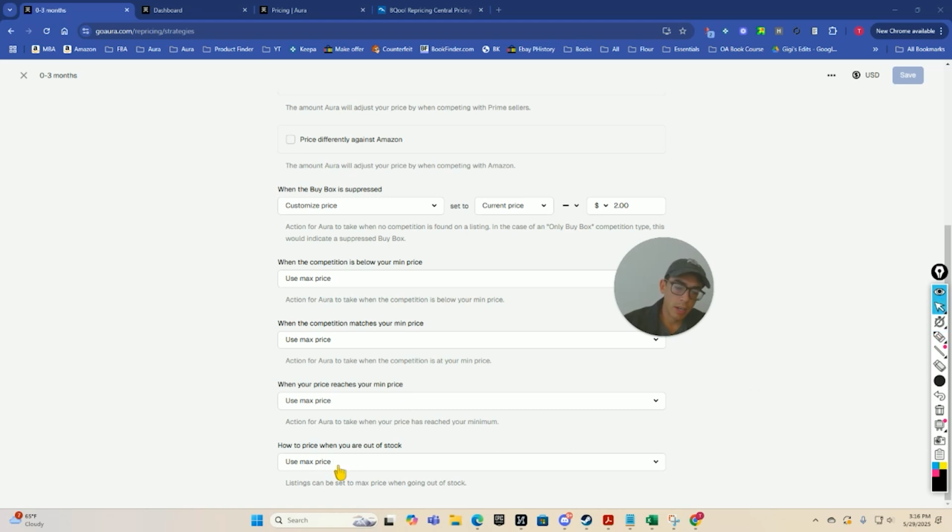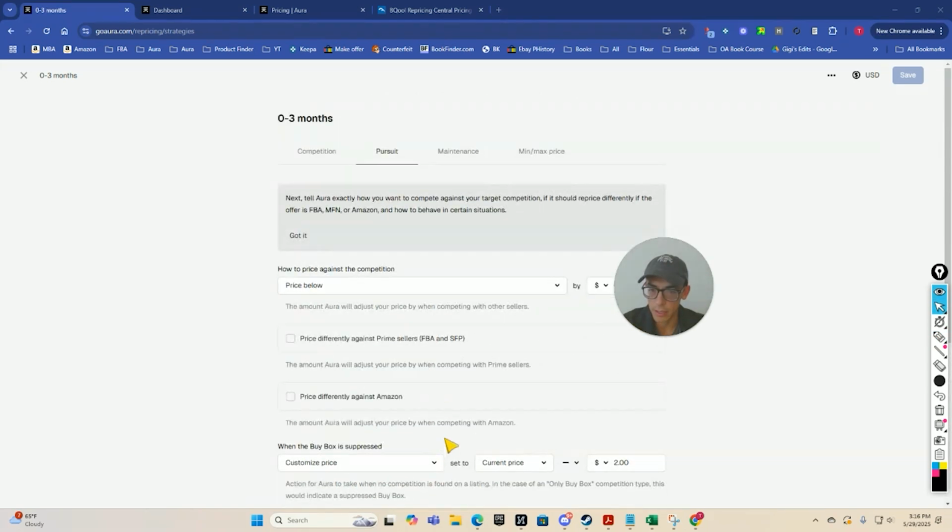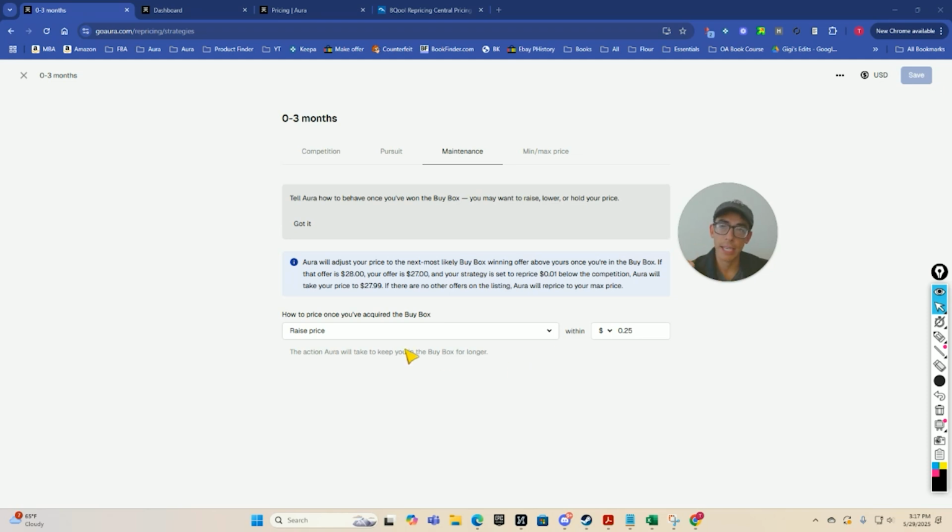Now, how to price when you're out of stock, it doesn't really matter because you're out of stock, but I just said use the max price. Again, that doesn't really matter there. Now, when you go over to maintenance, the really cool thing here is that you can actually change what you do when you win the buy box. So before I used to have the do not reprice when I win the buy box.